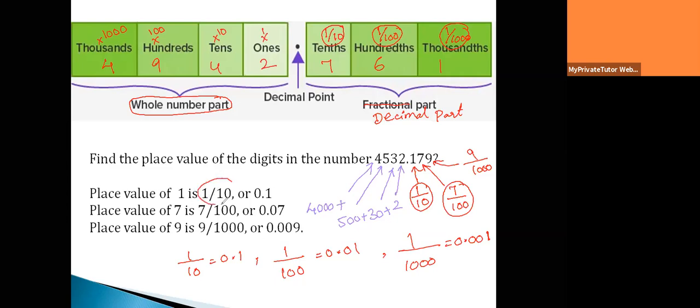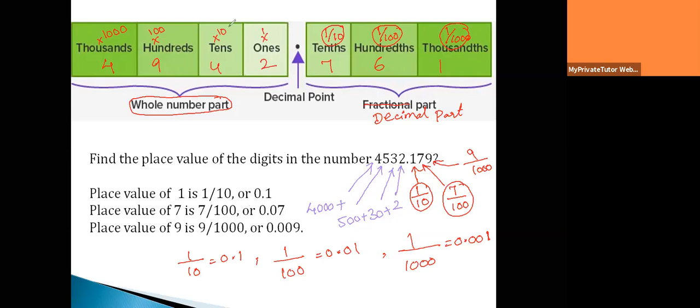And as you see in this example, the place value of 1 is 1 by 10. You can just write it as 1 by 10, or else you can also write it as 0.1. Both are the same, because 1 by 10 is nothing but 0.1. So the place value of 7 is 7 by 100, which is nothing but 0.07. Either you can write it as a fraction, 7 by 100, or 0.07 is also fine. Yeah. So these are the basic examples.